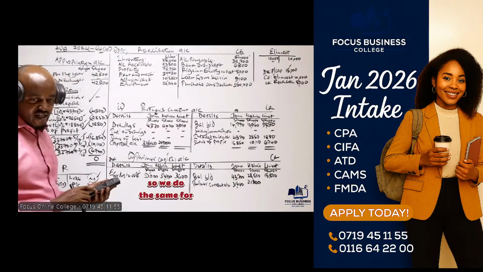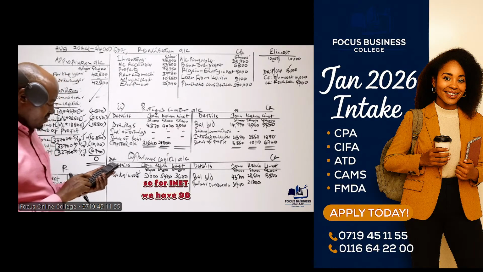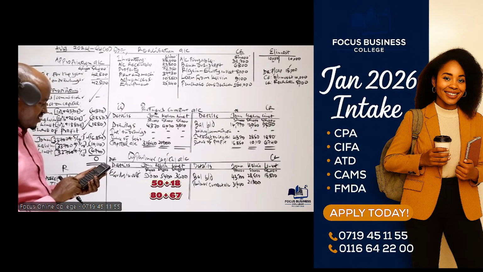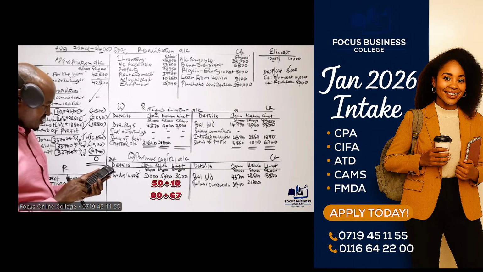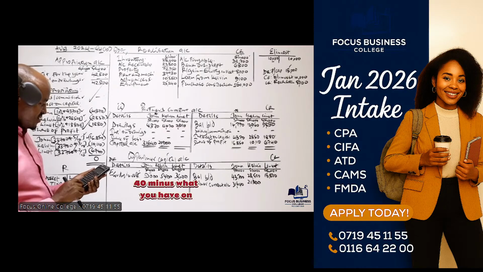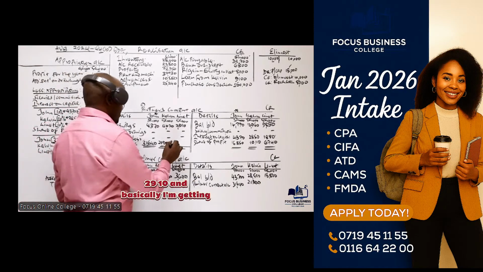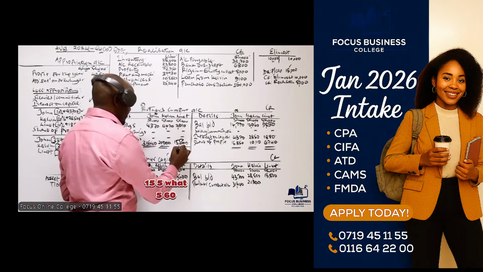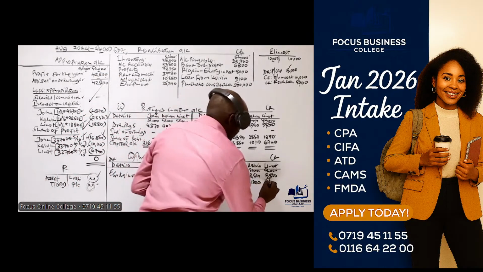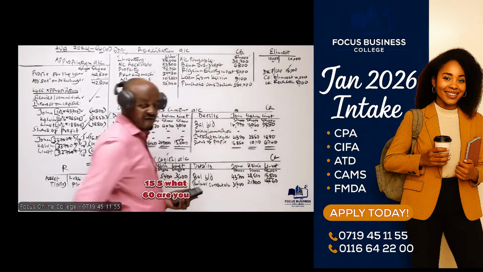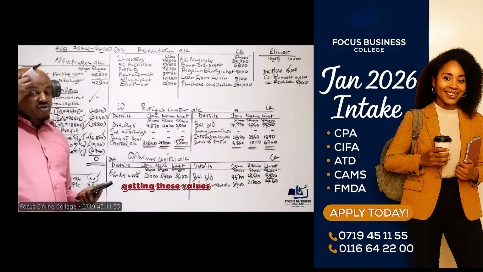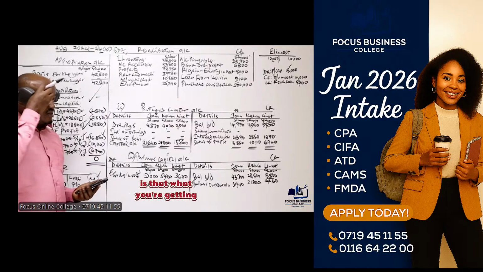So we do the same for Inet. For Inet, we have 9,850 plus 1,880 plus 6,740 minus what you have on the debit, 2,910. And basically, I'm getting 15,560. Are you getting those values? Is that what you're getting?